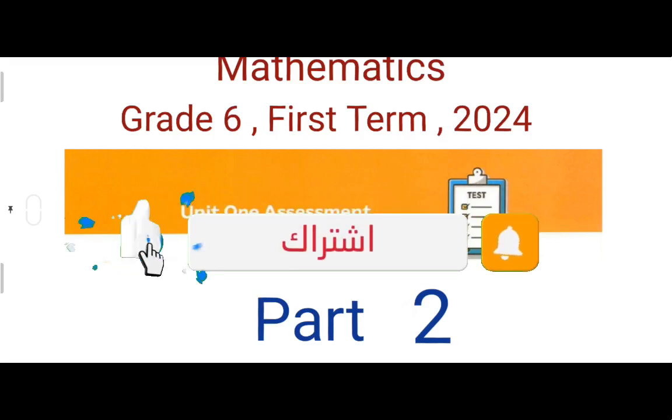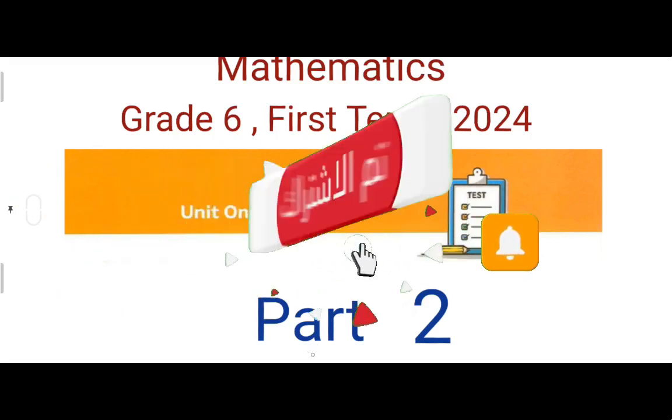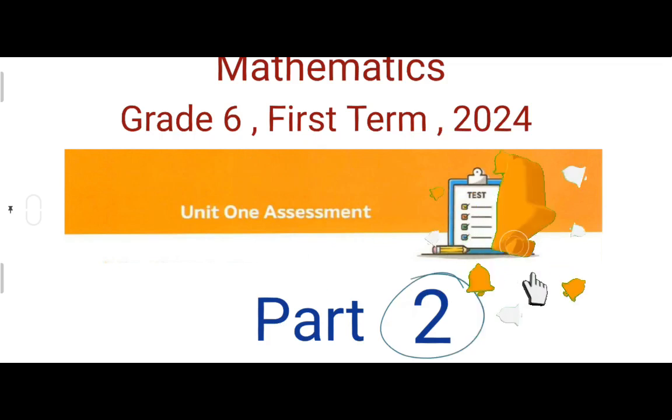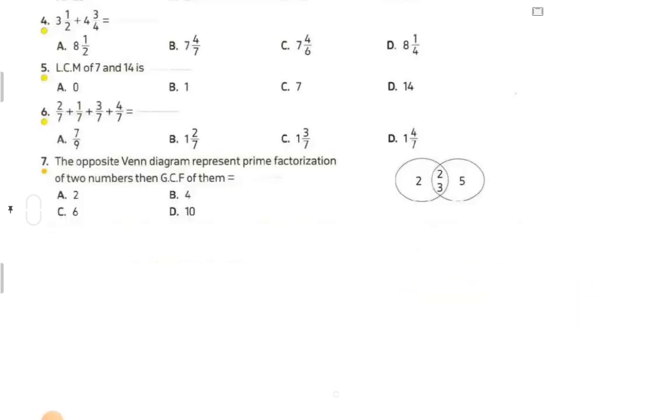Unit 1 Assessment Part 2. Choose the correct answer. Point number 4. 3 and a half plus 4 and 3/4.